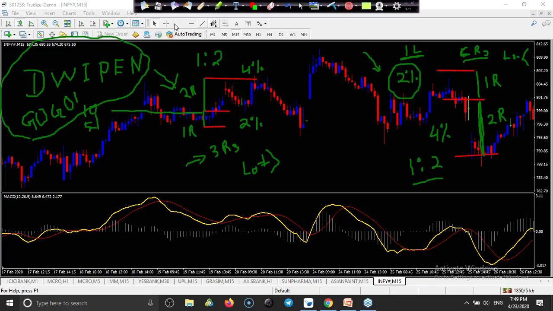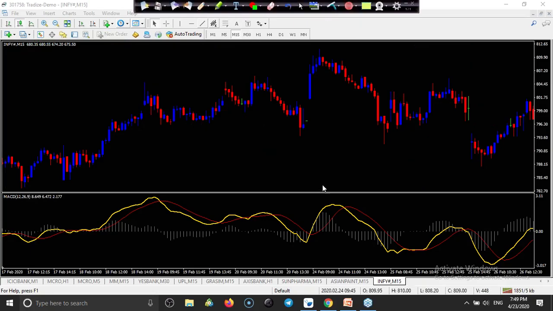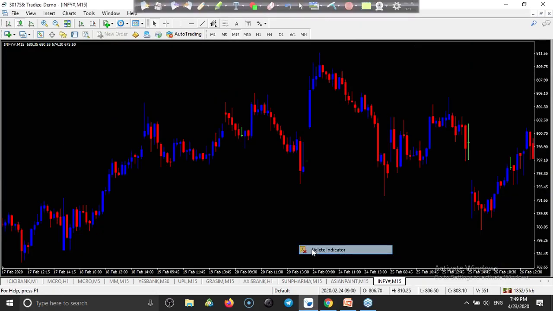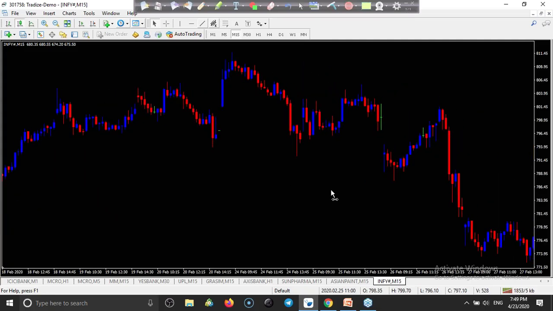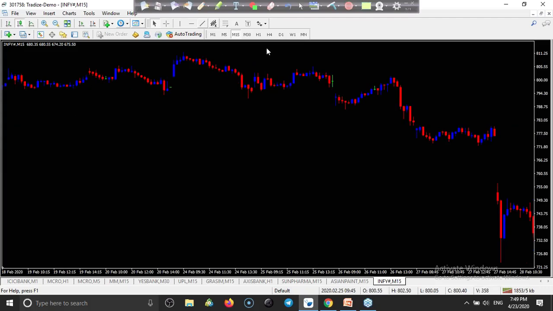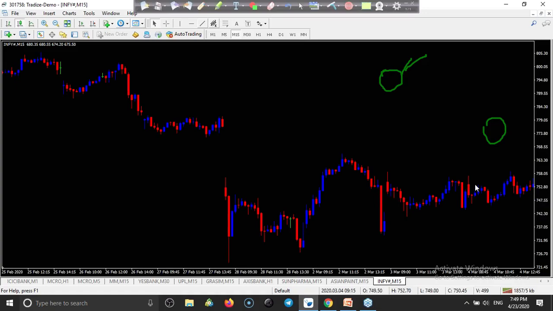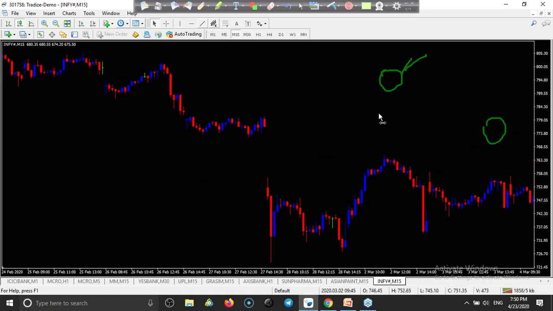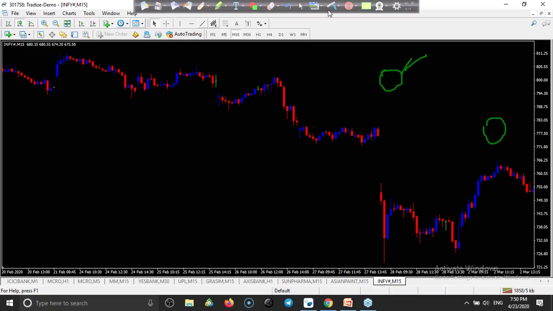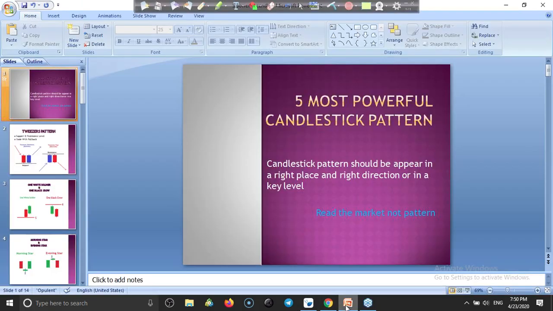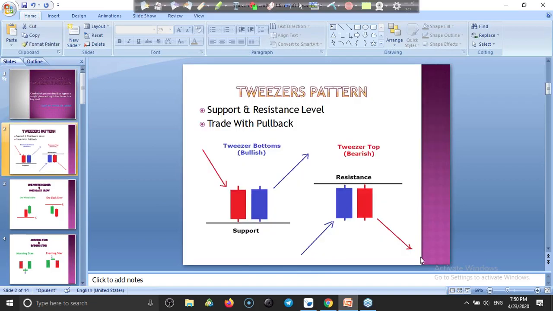Okay, nice. Now we have seen the hammer pattern, inverted hammer and doji pattern. In this area we have not seen this type of pattern, right? This is another pattern. Here you can see another pattern, and here also we have seen another. When price is falling down, different patterns are forming. That is why I'll show you the five most powerful candlestick patterns.